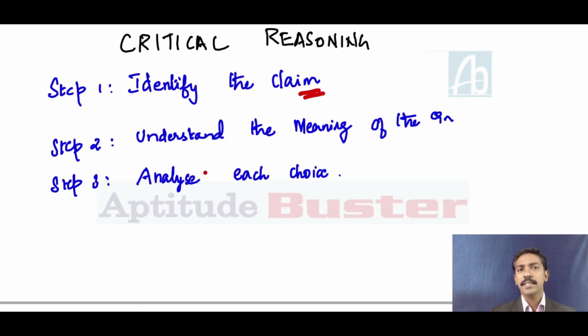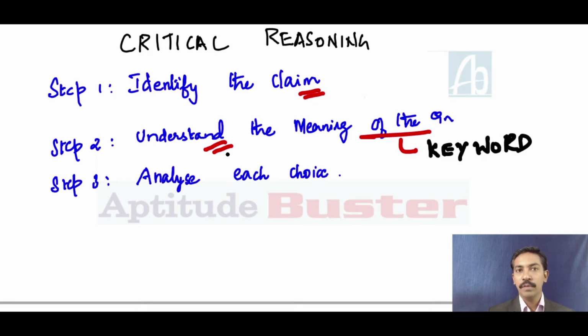Step 2 is to understand the meaning of the question. Now, this is where many would trip. Understanding the question doesn't mean reading the question once or twice. Understanding the question means you should know the key word. Try to figure out the key word for the question to ensure what the question asks you to do. Third step is to analyze each choice.